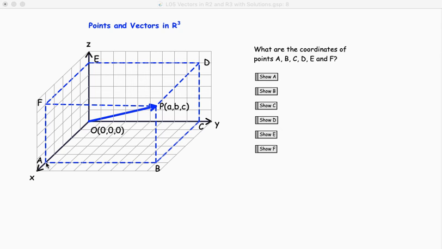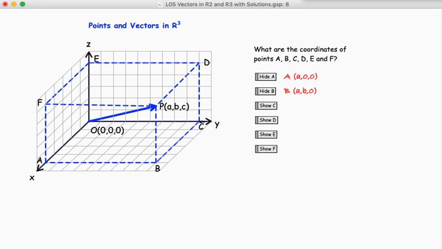So if we think about this, here is A right here, and what's happened is we have moved along the X-axis, but we have not moved along the Y or the Z. So the X coordinate will be A, and the Y and Z coordinate are both going to be 0. So let's take a look at that. Now let's look at point B. So what's happened? We've moved along the X-axis. We have also moved along the Y-axis, but we have not moved along the Z-axis. So we should be A, B, 0.